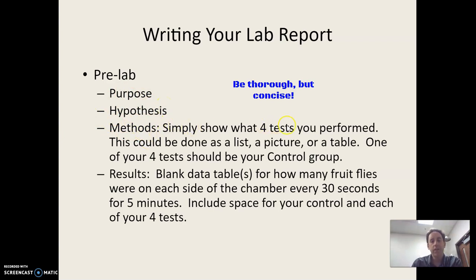For your methods, you want to show me what 4 tests you performed. So we're going to ask you to do 4 different tests, 1 control, where it's just distilled water, and then 3 additional tests. And think carefully about what those 3 are. So, if you're testing sugar and salt, you might want to do sugar v water, salt v water, and sugar v salt. And that way you can see if it's just sugar as a choice, are they drawn to it? Are they repelled by it? And that sort of thing.